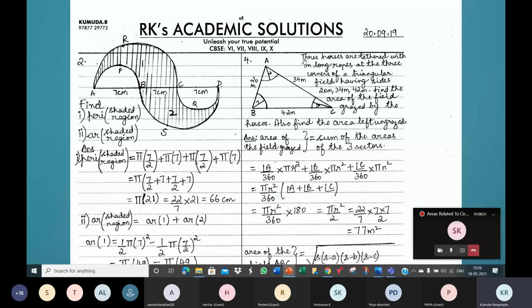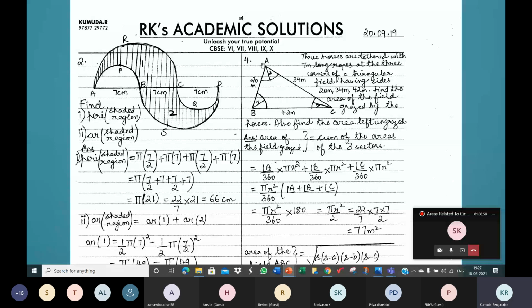Here, 3 horses are tethered with 7-meter long ropes at the 3 corners of a triangular field, having sides 20 meters, 34 meters, and 42 meters. So this is a triangular field. 3 horses are tied with a 7-meter long rope. You can see the rope: this line segment represents the rope, which is 7 meters long.